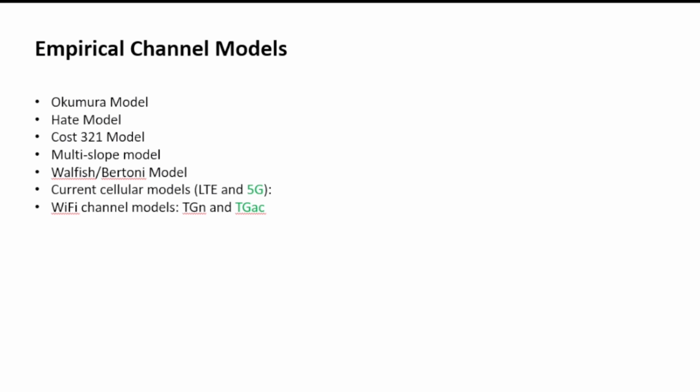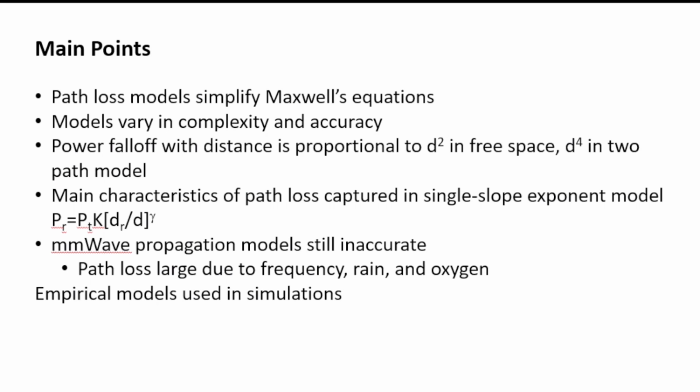With that done, now we are going to talk about the main points of the lecture. First, path loss models simplify Maxwell's equations. First it was complicated, now with path loss models it is much simpler to understand and also to use. The second is that the models vary in complexity and accuracy. Third is power fall off with distance, which is proportional to d to the power of 2 in free space and d to the power of 4 in the two-path model.